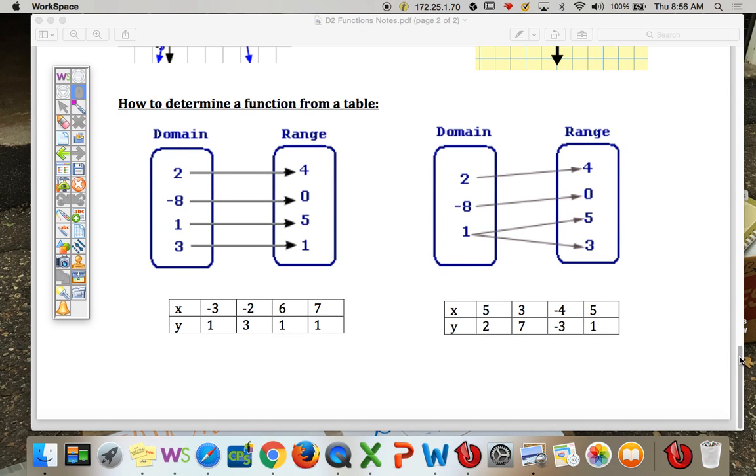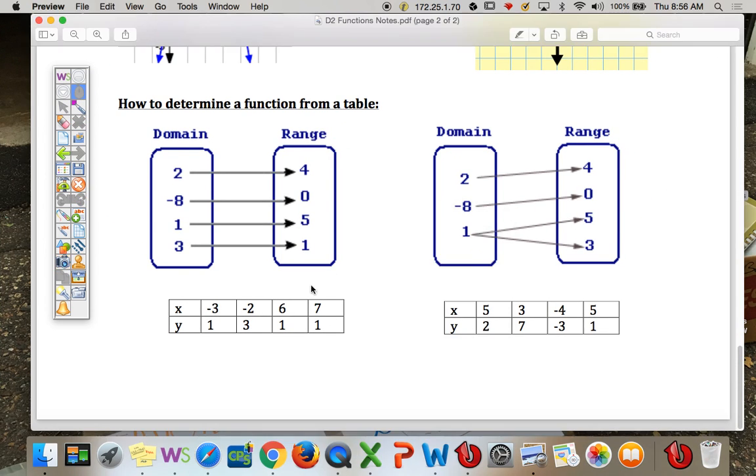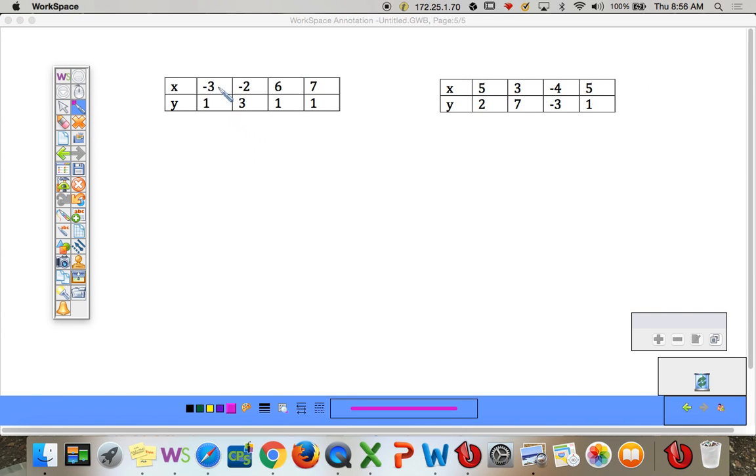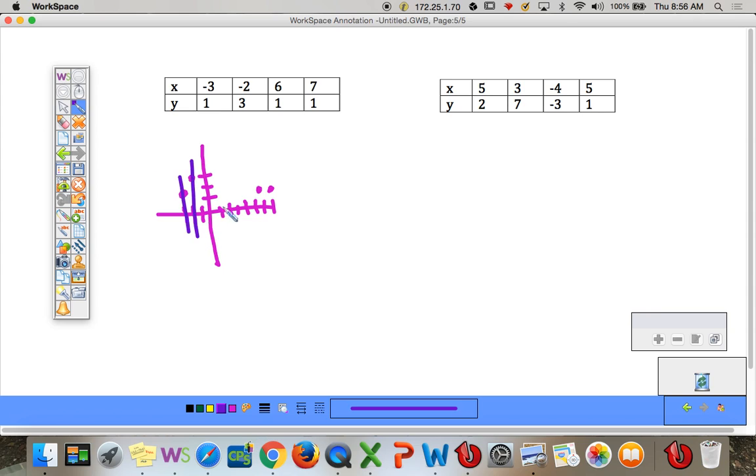Let's take a look at it in a horizontal table here. You're looking for, does every x value only have one answer? So here, -3, I only see once, and it has one answer. -2, I only see once, and it has one answer. 6, I only see once, it has one answer. It has the same answer as -3 and 7, but it would pass the vertical line test if I were to graph this: -3, 1; -2, 3; 6, 1; and 7, 1. This would pass the vertical line test, so each of these dots would only have one answer. So yes, this is a function.